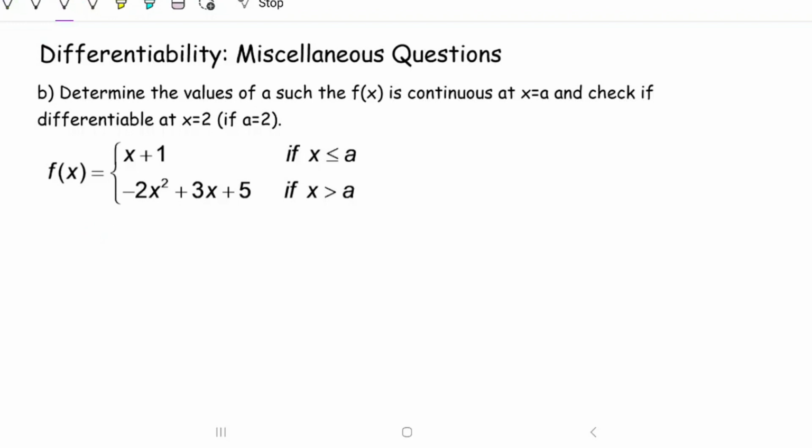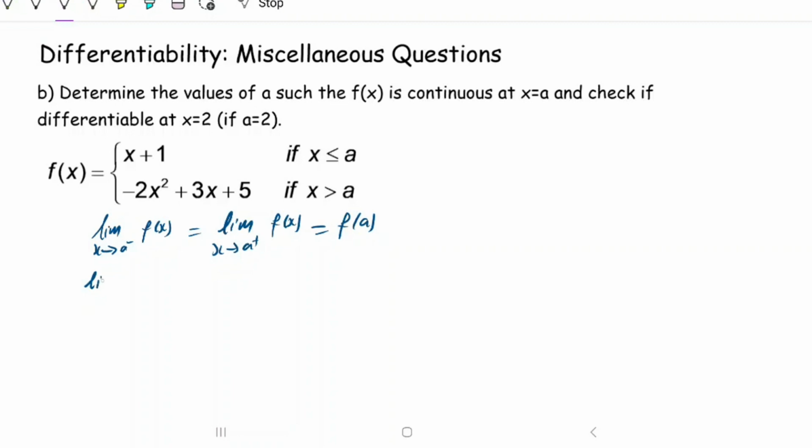The first thing that we are going to check is if the function is continuous. If the function is continuous, we know that the limit as x tends to a from the left of that function must equal the limit as x goes to a from the right of f of x, and this must equal f of a. So this is what we know about continuity. That's what we will try to do first.